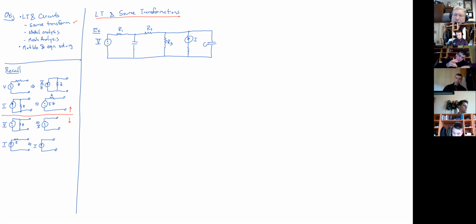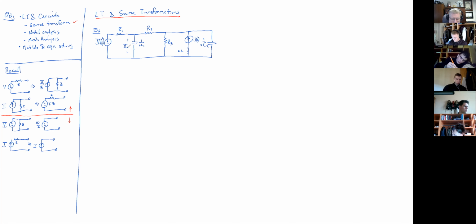I guess our C would now be 1 over SC, and our L would be SL if we're in the frequency domain. And this V and this I are actually some sort of function, V of S and I of S. Oh, we've got another C, so we'll call this C1, we'll call this C2. That seems pretty complicated at first, and this is our goal, to find V out.